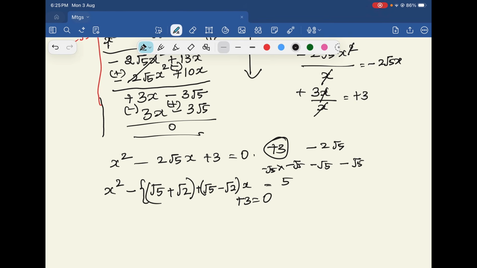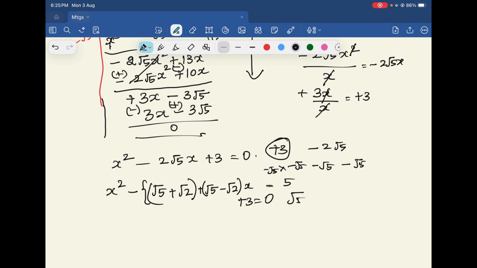Now you add. Root 5 plus root 2 and root 5 minus root 2, what you get? 2 root 5. So minus 2 root 5. And you are multiplying root 5 plus root 2 and root 5 minus root 2. What you get? a plus b, a minus b, so a square minus b square. So 5 minus 2, that is equal to 3. So now you are splitting the factor. That is a correct one.